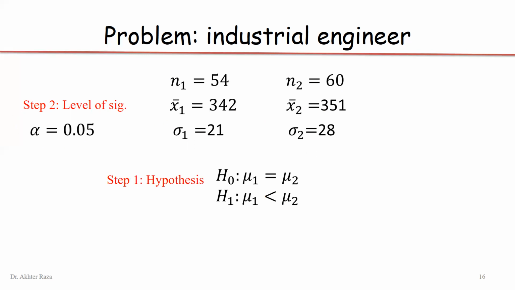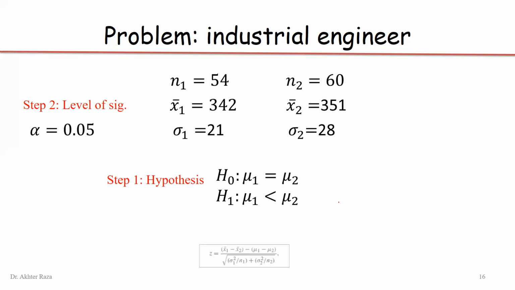In step number 2, the level of significance is given. It is 5%. The hypothesis I already said. Mean 2 is the night time, mean 1 is the daytime. The night time has a higher average production as compared to the daytime. So that is the hypothesis under consideration, and we have to check this hypothesis.